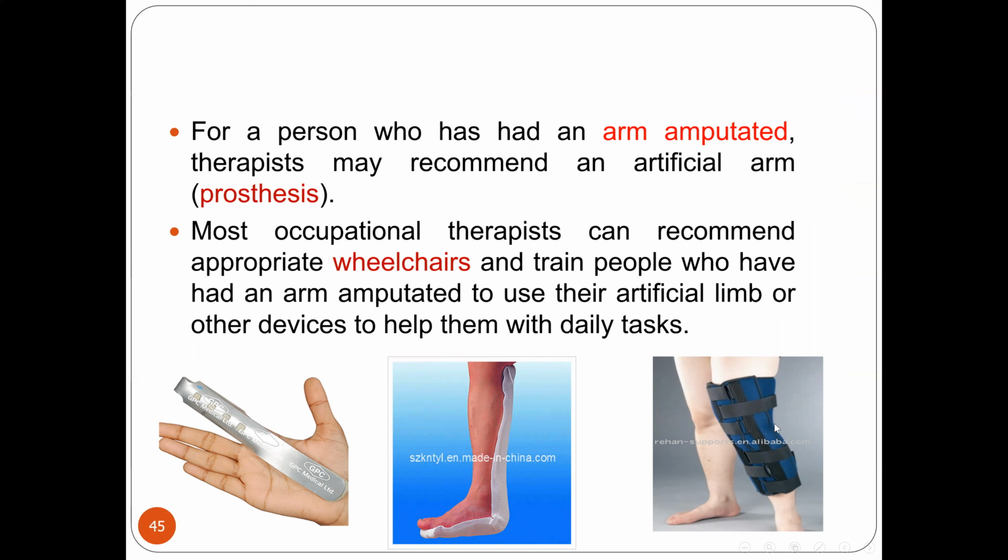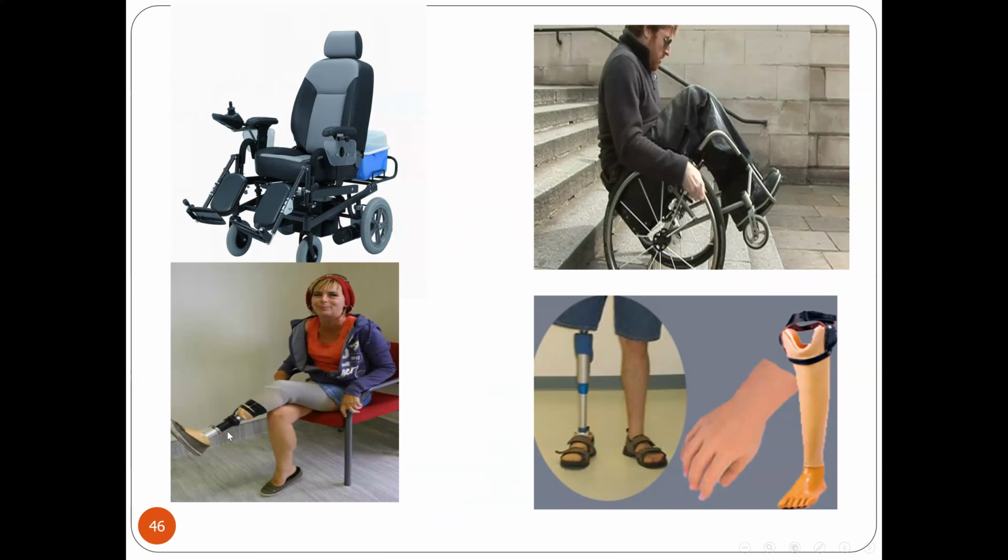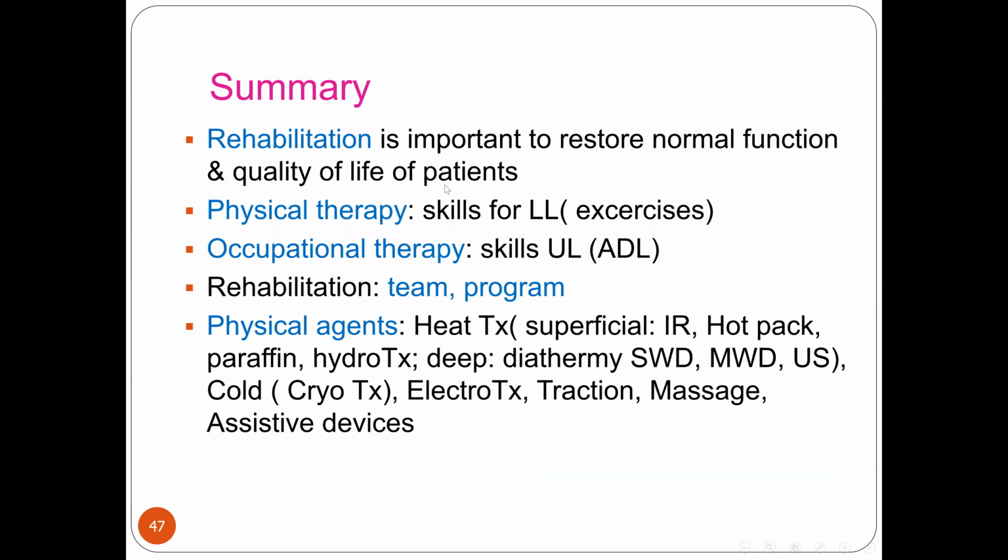These are various types of orthosis for the knee, for the ankle, for the hand, and these are artificial limbs or prostheses for the lower limb and for the upper limb, and these are the chairs, either manual chairs or electrical chairs. In summary, rehabilitation is an important part to restore the normal function and the quality of the patient's life.